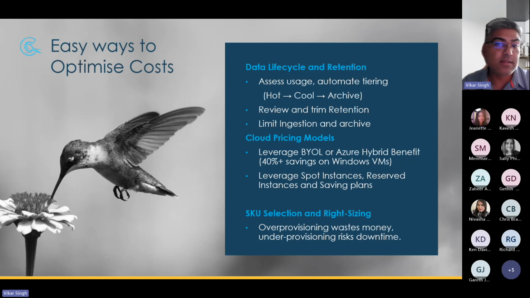We can look at trimming retention. So it's a no-brainer, right? If we have any large data sets that are sitting on blob storage, and we know we're going to keep it for a very long time, if we just look at reserved instances of that, we can see massive savings over the long term.